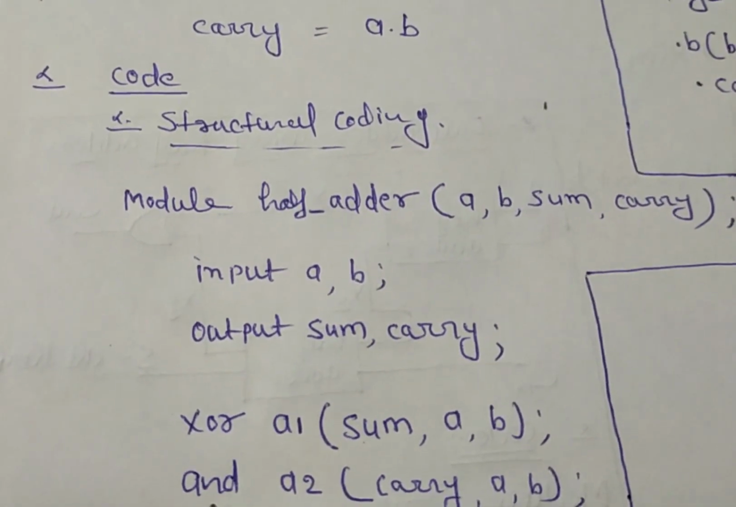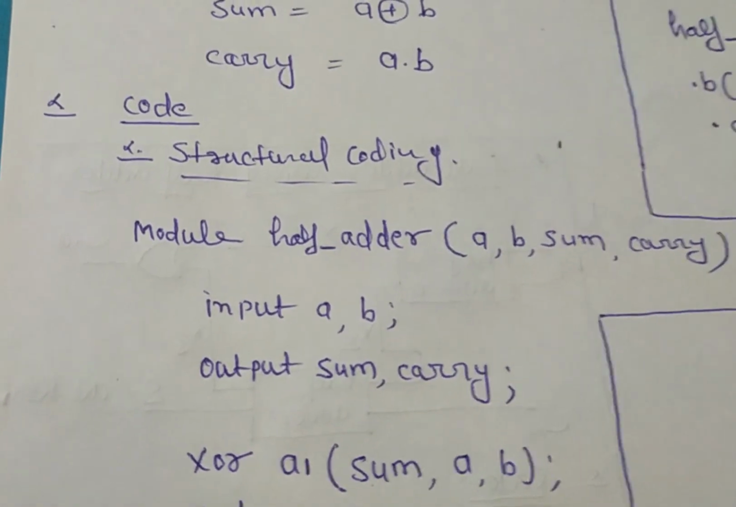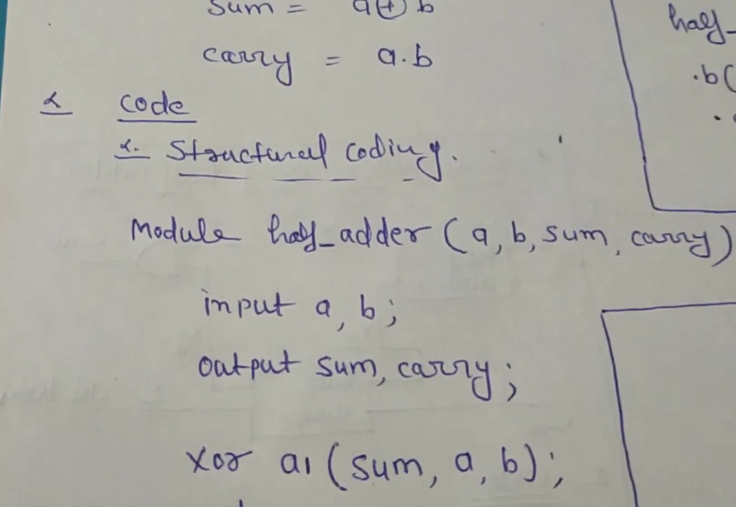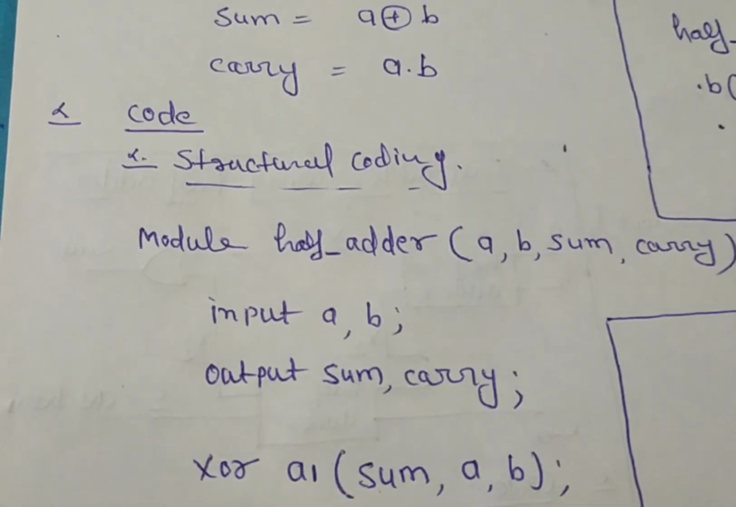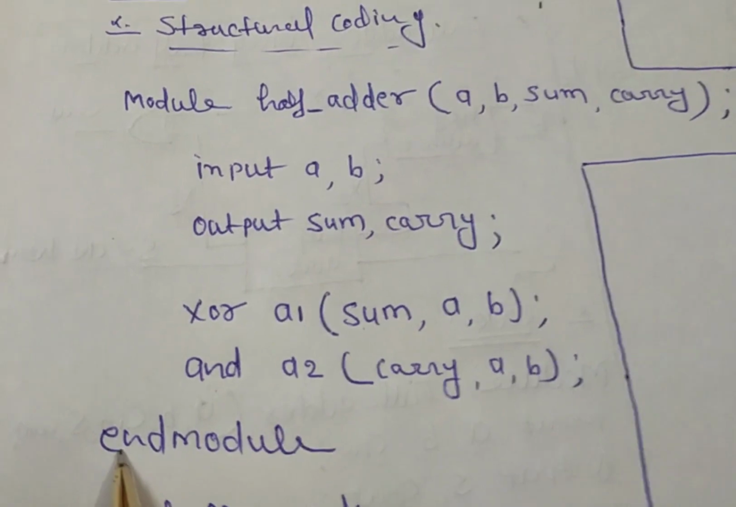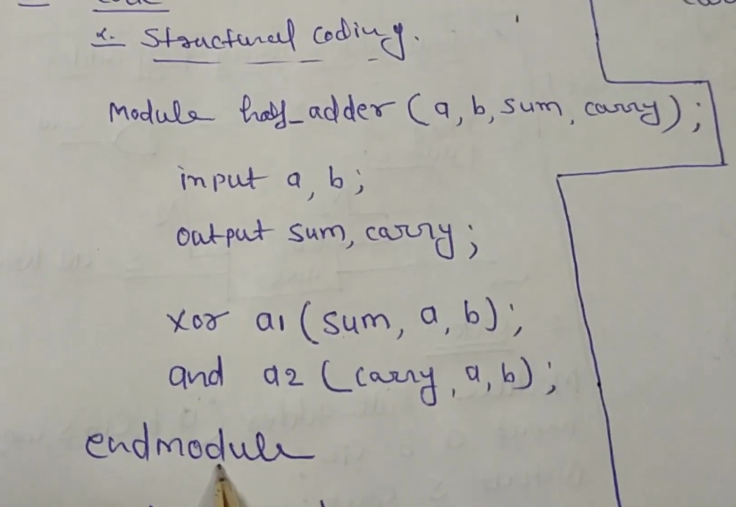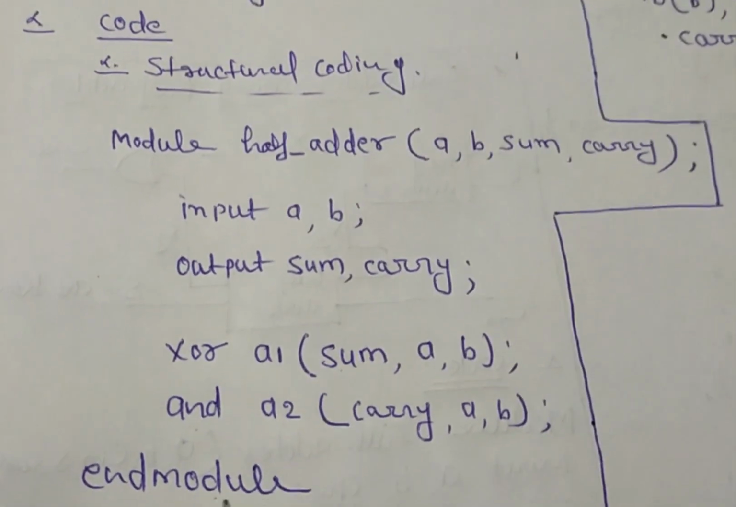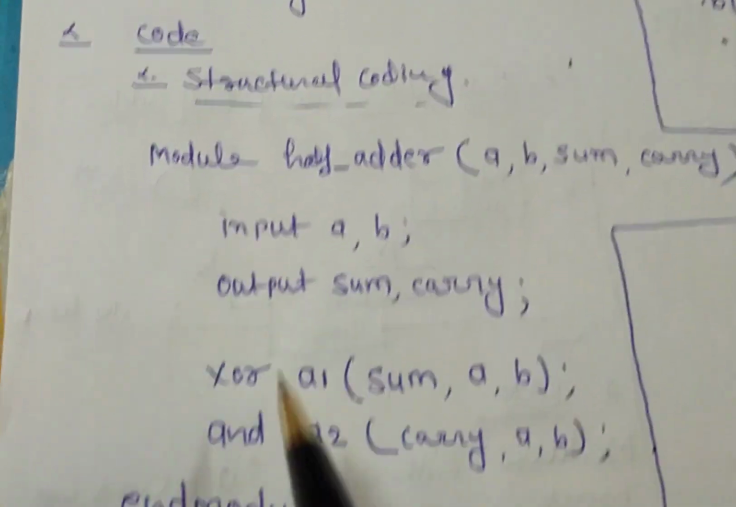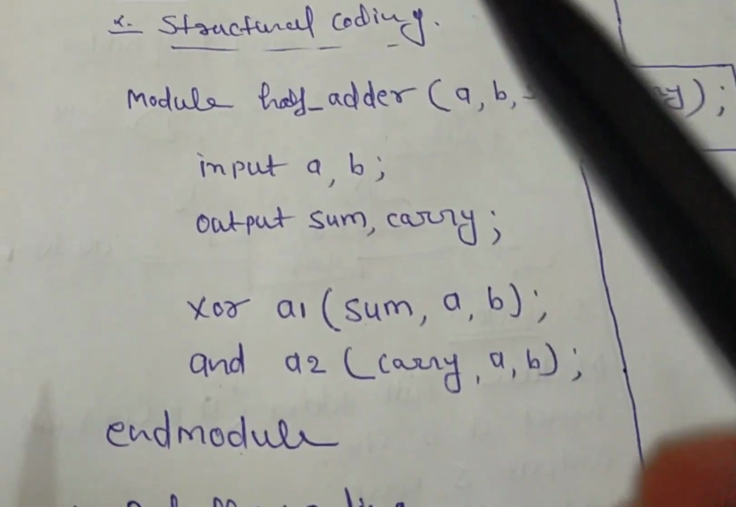Similarly, in a half adder circuit there is one AND gate, so write AND, this is the keyword, and A2, this is a random keyword, then bracket, output of the AND gate, that is the carry, comma input A comma B. Then in the last write endmodule. This is basically used for ending the module, because we start the code with the keyword module and this module will end with endmodule. So this is the structural coding of the half adder.